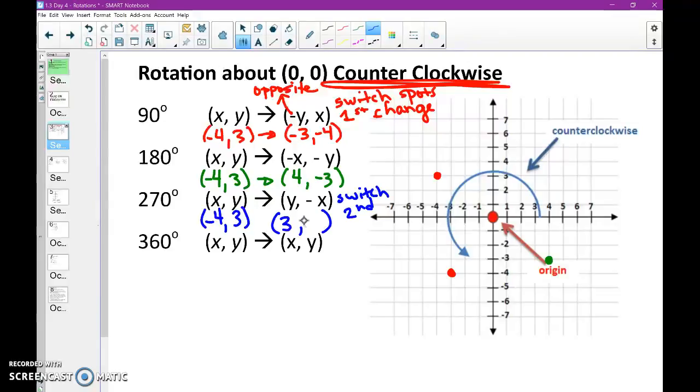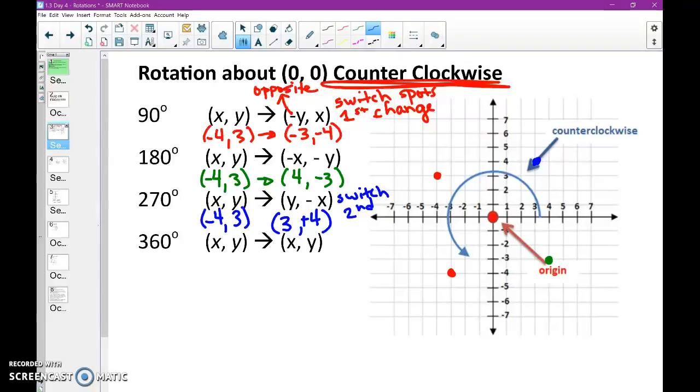So I'm just going to start with 3, -4, just switching their spots. The second one, see right here, is going to switch its sign. So instead of -4, it's going to become +4. So 3, 4 ends up being right about there. That's 270 degrees, or 3 turns around the origin.